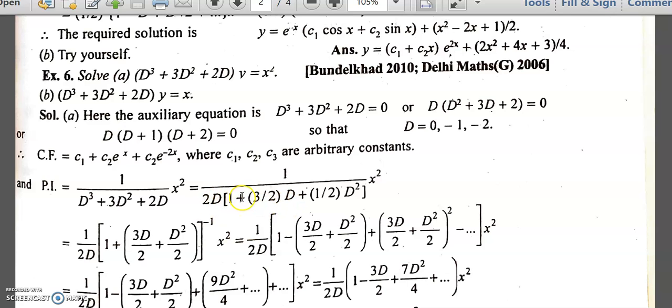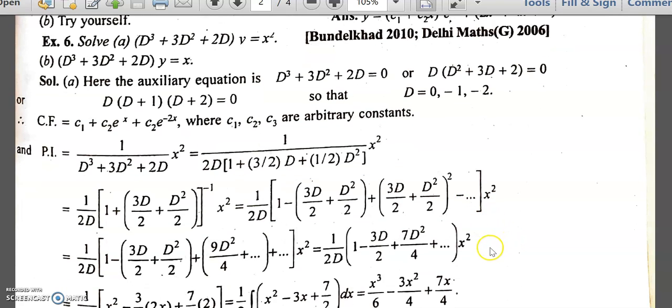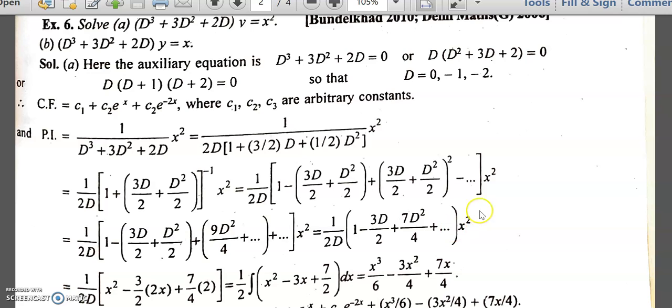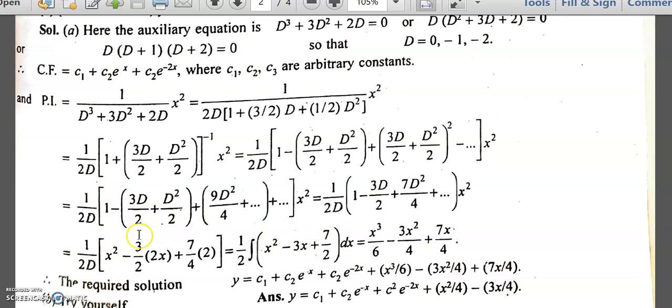So when you take 2d common, you get this, which is like 1 plus x. So this is like 1 plus x whole to the power minus 1, which is 1 minus x plus x square minus dot dot dot, operating on x square. So 1 operating on x square means x square, right? And 3 by 2 d plus d square by 2, when operating on x square, what do you get? Minus 3 by 2 d of x square means twice x, right? Then minus 1 by 2 times the second differentiation, that gives you 2.